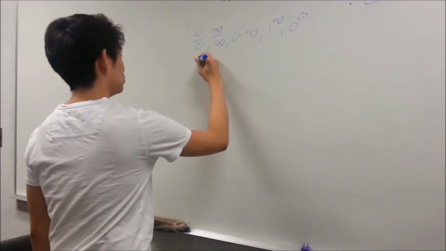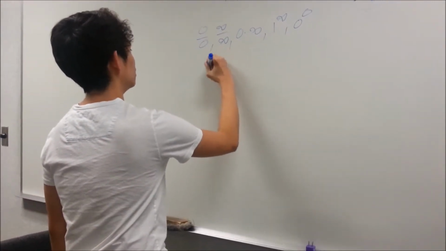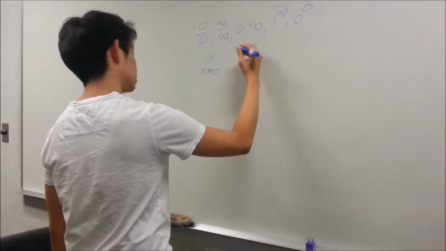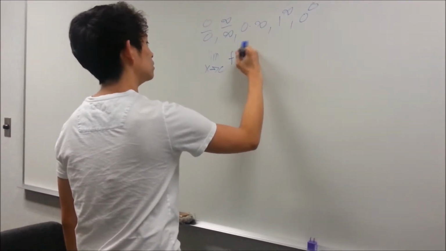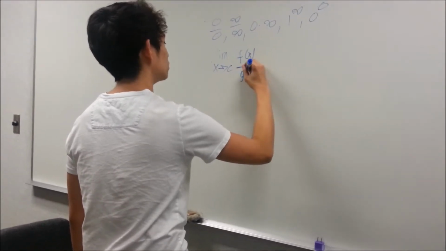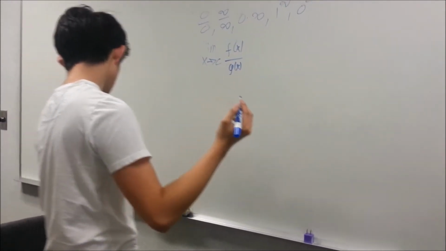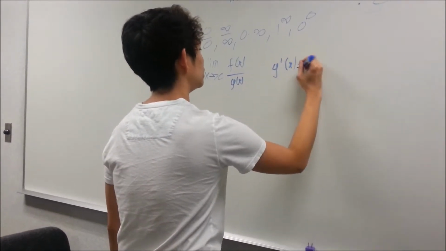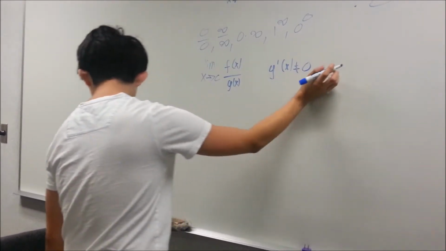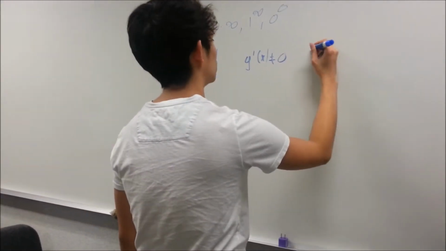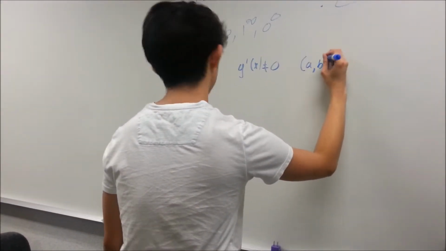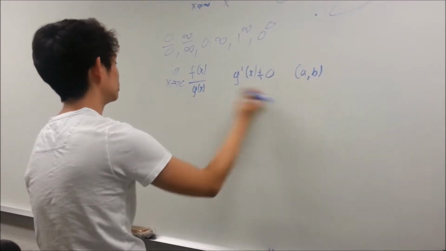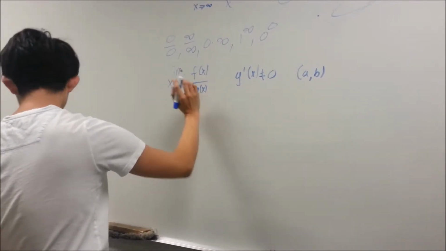So, if you have a limit in which x approaches c, and you have the functions f of x over g of x, you first have to assume that the derivative of g of x is not equal to 0 for all x from a to b, and except possibly at c itself. So the value that it approaches.